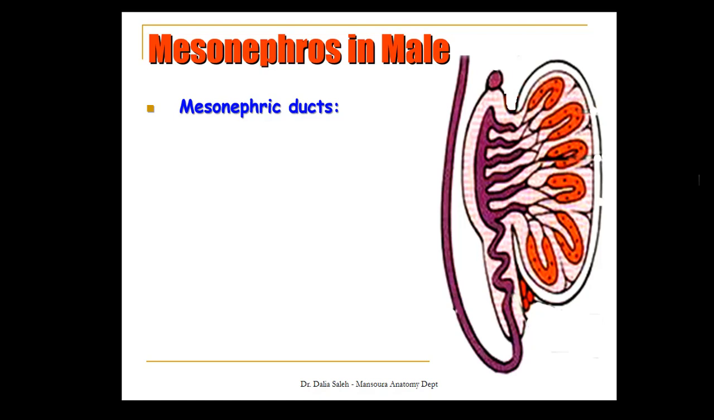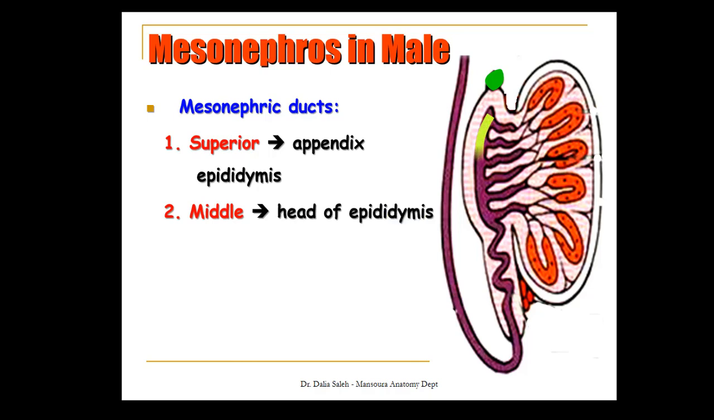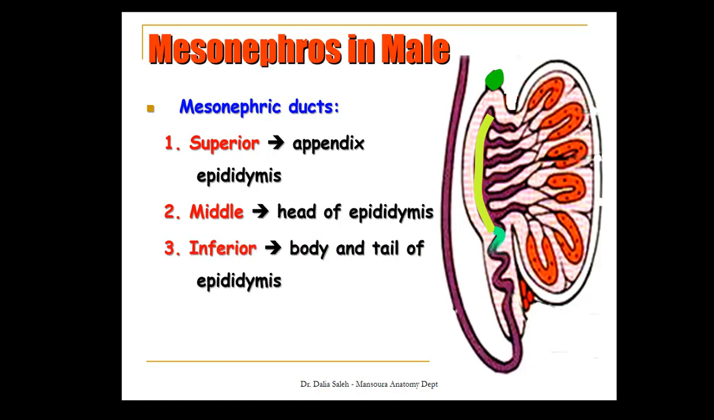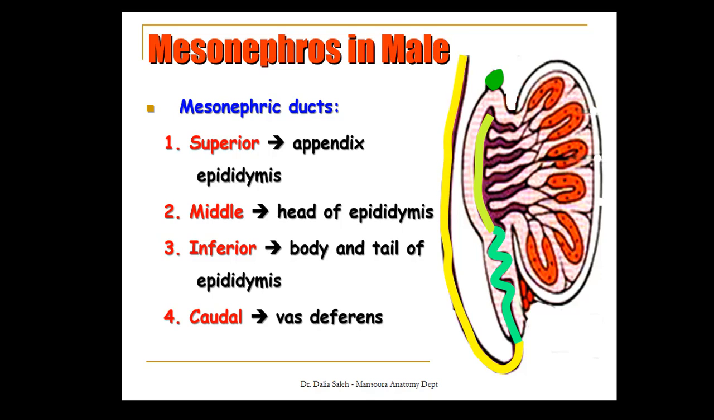Then, what happens to the mesonephric ducts? The most superior part of the mesonephric duct will persist as an extension above the epididymis called the appendix of the epididymis. The middle part of the mesonephric duct will form the head of the epididymis. Thus, it will be connected to the vasa efferentia. The inferior part will form the body and tail of the epididymis, and the caudal end of the mesonephric duct will persist and form the vas deferens.